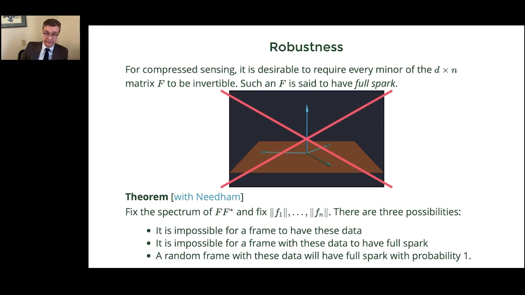The second possibility is that it is impossible for a frame with these data to have full spark. So there are frames that satisfy these conditions, but it is impossible for them to be full spark. And again, you can explicitly write down exactly when this happens. The remaining possibility is that frames satisfying these conditions are full spark with probability 1. So any random one you choose will fail to be full spark with probability 0. So essentially any random one will be fine for compressed sensing purposes, sufficiently robust for the data representation task.